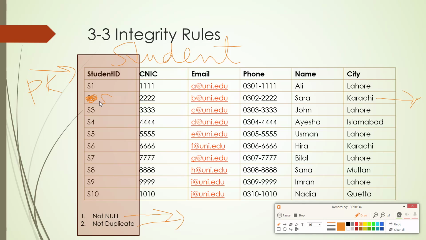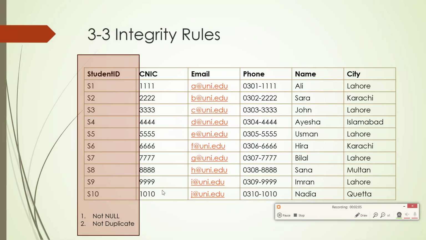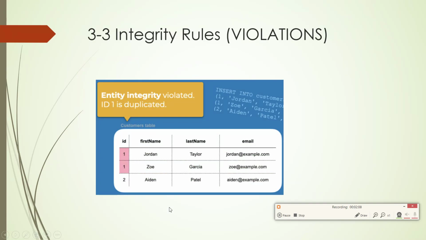For example, if I keep the value S1 and S1 for two different records, the DBMS will not save it. So these are the two necessary conditions for the primary key attribute, and if these are satisfied, we say that the integrity rule is validated. But if these are not satisfied, then the primary key or integrity rule is invalidated.